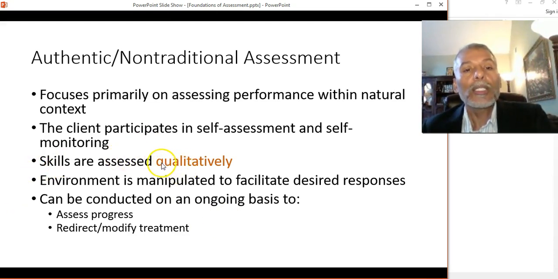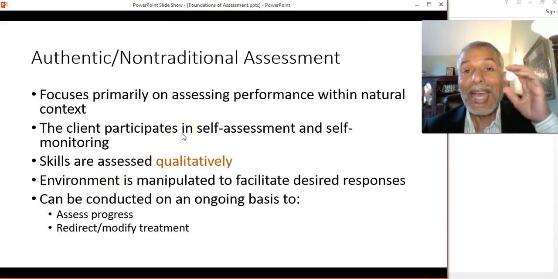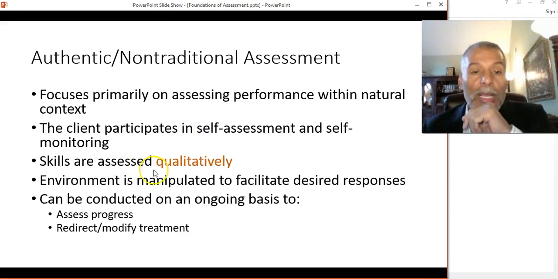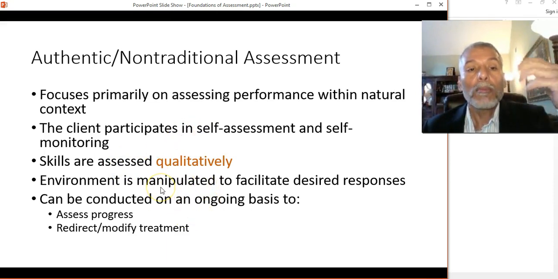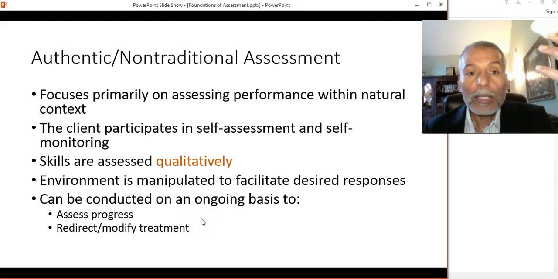So the focus here is on quality more than quantity, more than scores. You want to describe how the person is doing, in what situation, in what environment, and study everything within the natural setting. You are able to change things in the environment to help the person do better. You are able to give cues and you are able to explain things.